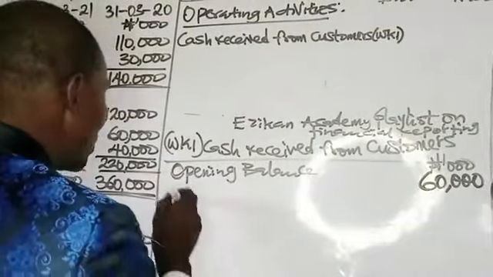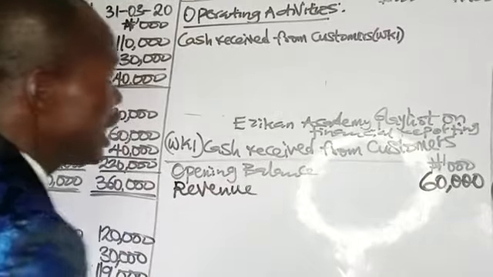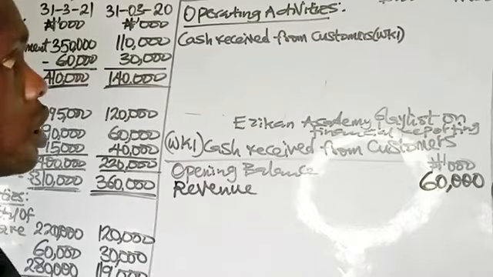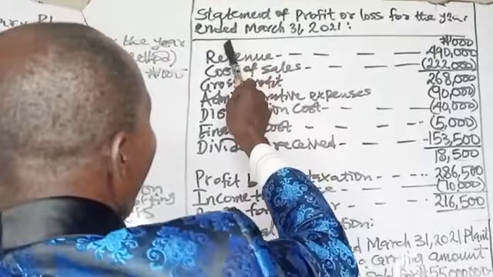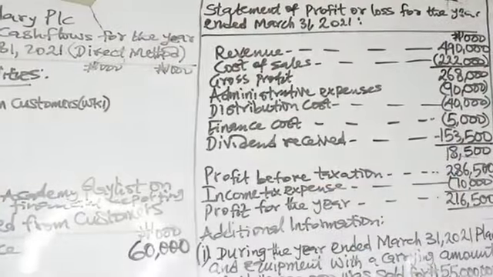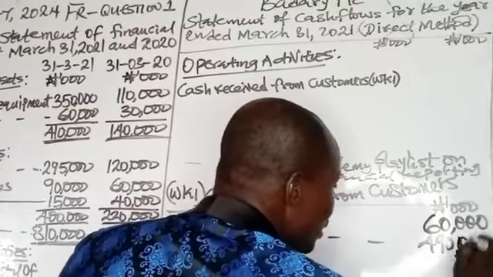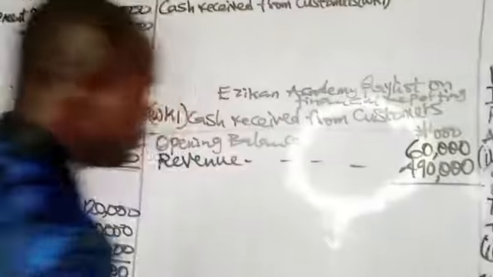After your opening balance, you add your revenue. Revenue will be obtained from the statement of profit or loss. Now, how much is our revenue? Our revenue amounted to 490,000 naira. That is the revenue.